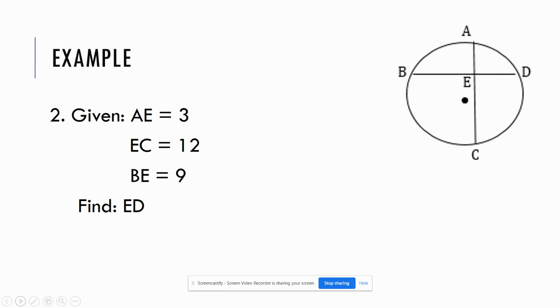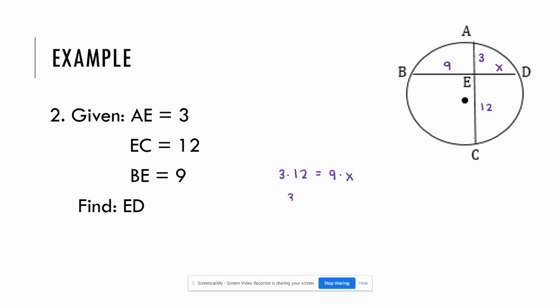Taking a look at the next example, notice how we have AC is a chord, BD is a chord, they're intersecting at E, so we're using this chord-chord power theorem in order to find the length of the segment ED. What we're given is that AE is 3, we are given that EC is 12, and because those two pieces form one of the chords, I get to multiply them together. On the other end, I know that BE is 9. Once again, ED is what I want to find, so since I don't know what that is, I'm going to call it X. Those two pieces form the second chord, so I get to then multiply those pieces together.